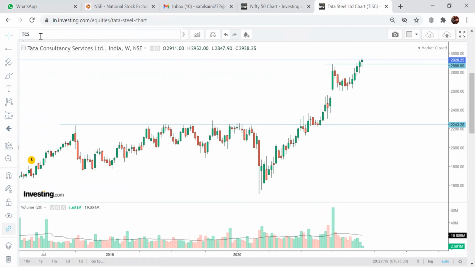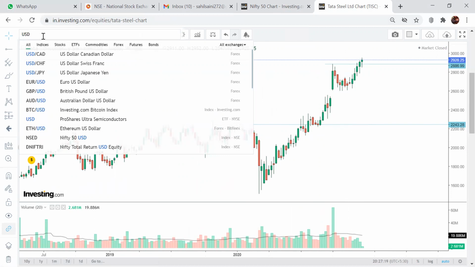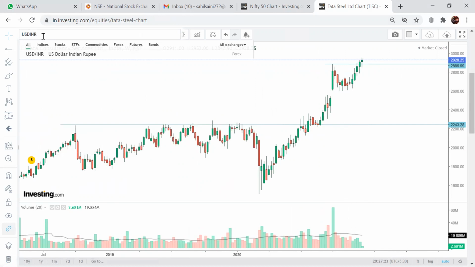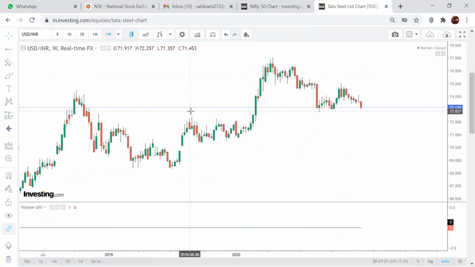And the USD INR, second important thing. Here we go. This is USD INR, weekly chart.